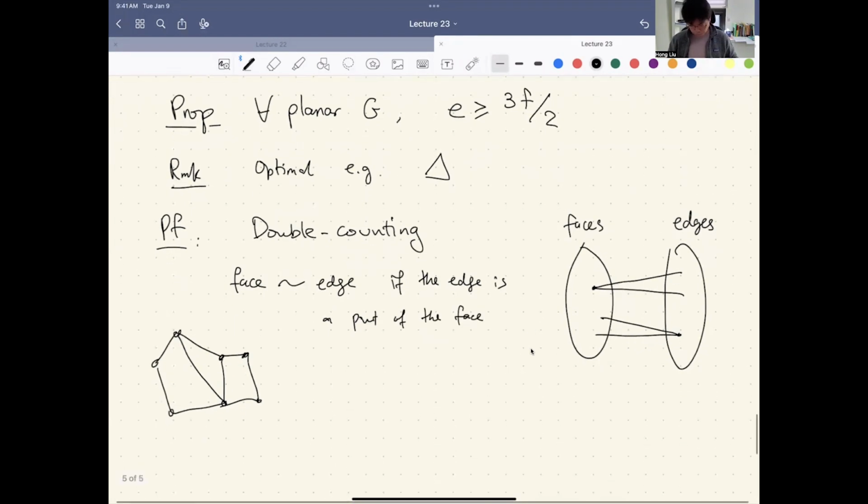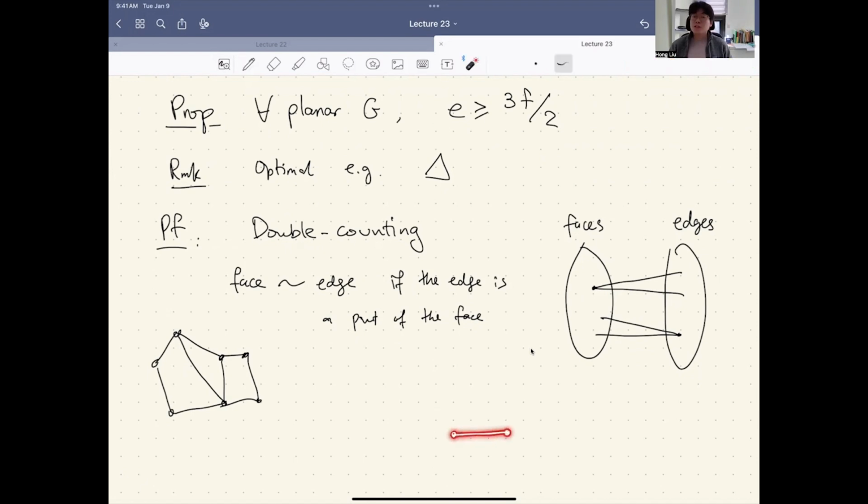Okay. Now, each edge is involved in exactly 2 faces, right? Or at most 2 faces. I feel like saying exactly, but at most is enough. At most is for sure true. Can an edge be involved in only one? Oh, it's possible. If your graph is a single edge, there's only one face. So this edge is incident to just one face.